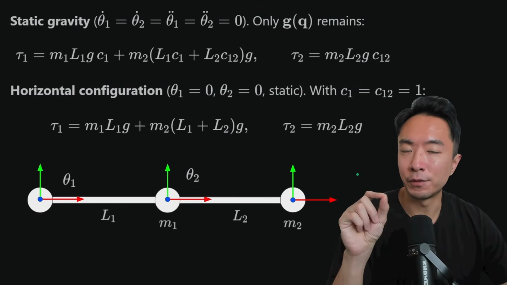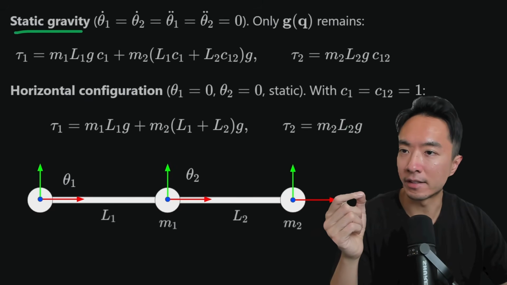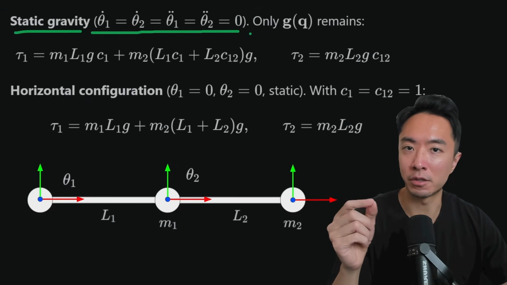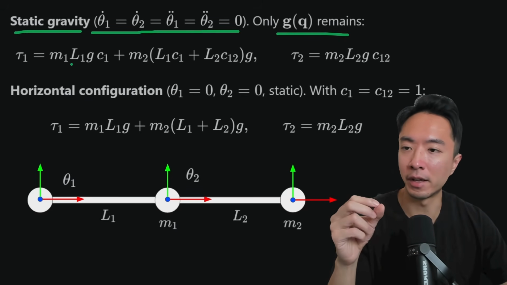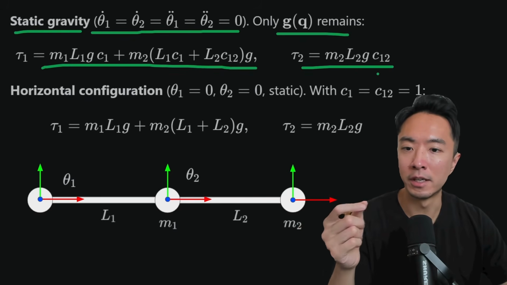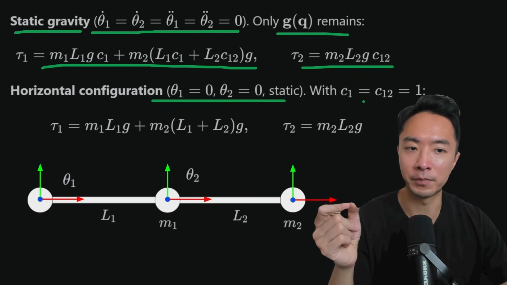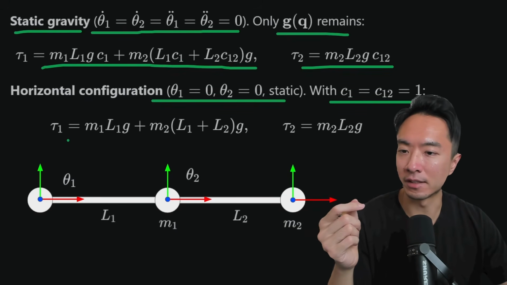Now we can analyze a few cases to see if our equation makes sense. So we could take a look at the static gravity case. This is going to be where the velocity and accelerations are 0, and we're checking for the g, or the gravity component. So if we do that, we see this is our equation for tau 1 and this is for tau 2. So in the horizontal configuration, we have our thetas equal to 0, which means that our cosine component is going to be 1. And if we do that, we see this is our expression.